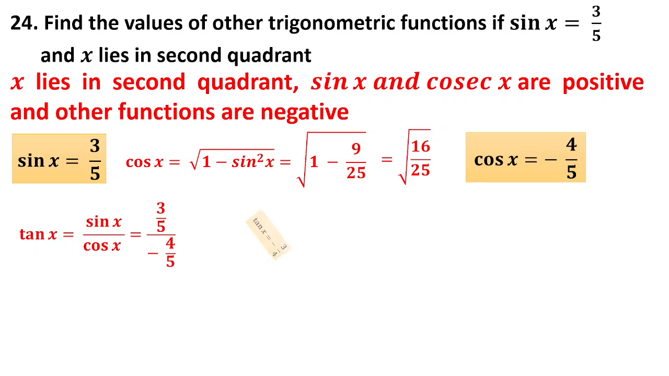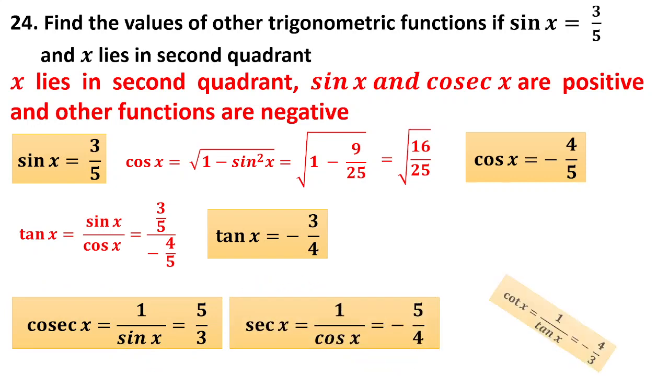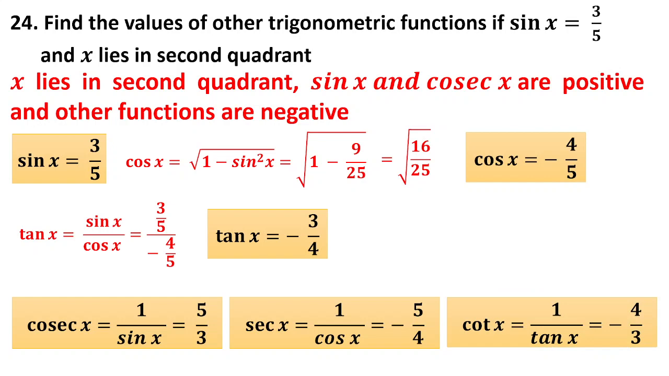Tan x is sin by cos, therefore it is minus 3 by 4. And cosecant is 1 by sin, therefore 5 by 3. Secant is 1 by cos, therefore minus 5 by 4. Cot is 1 by tan, therefore minus 4 by 3. You are seeing here only sin and cosecant are positive. The remaining 4 trigonometric functions are negative as x lies in the second quadrant.